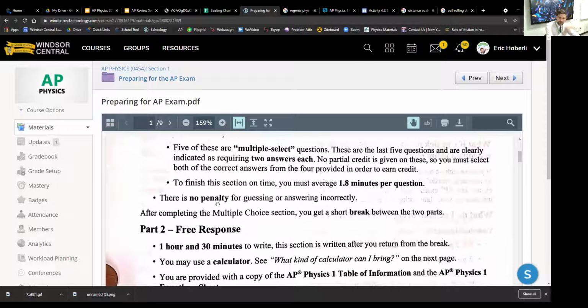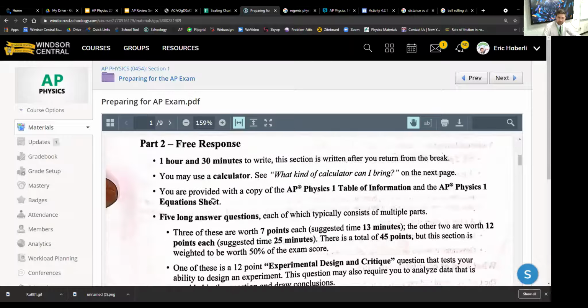There's no penalty for guessing and answering incorrectly. It's better to fill in all the bubbles than to not fill in the bubbles. So some tests, I think, like the SAT, might punish you for guessing, or at least they used to. The AP exam won't. So if you got 5 minutes left and 10 questions left, it might be better to do the easy ones and then just guess on the ones you didn't have time for.